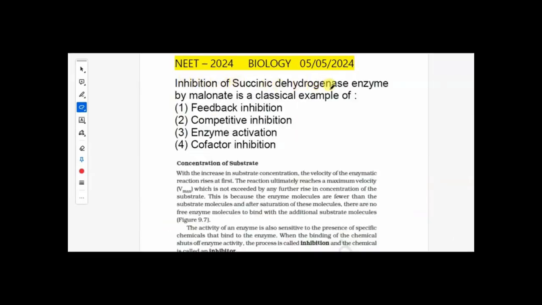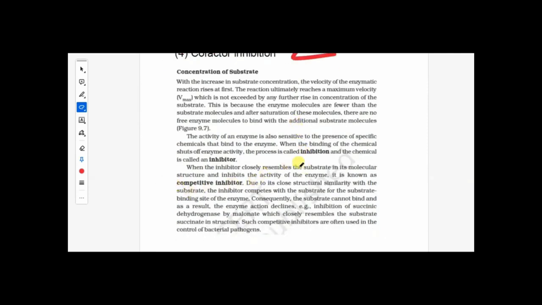Inhibition of succinic dehydrogenase enzyme by malonate is a classical example of competitive inhibition, option 2. And we can see the NCERT topic from the chapter known as Biomolecules. You can see the NCERT line here.